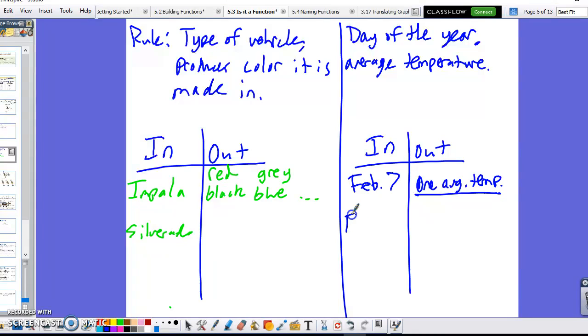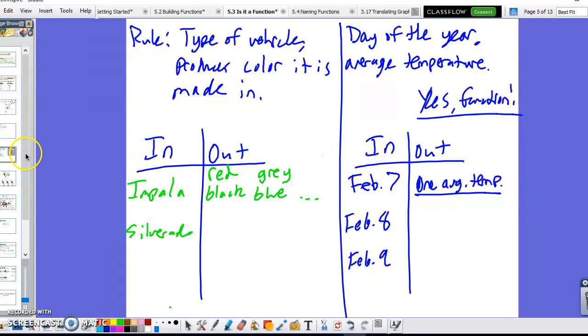There's only one output. Okay, I want to know February 8th. February 9th, etc. Okay, so these are my inputs. I could write the date as a number, but this is an element, February 7th, February 8th, February 9th. It's a thing that can be an input. My output is one specific temperature. Okay, so yes, this is a function. And I wrote that kind of sloppy, I apologize.